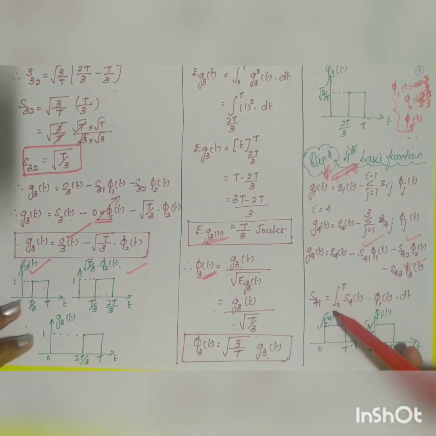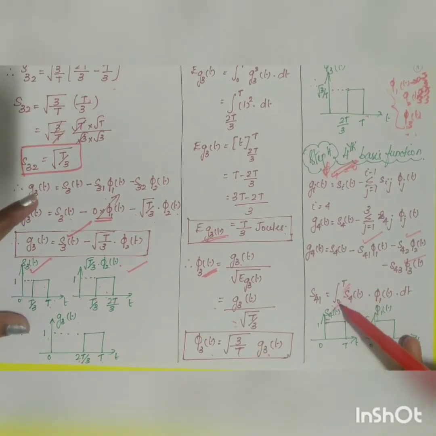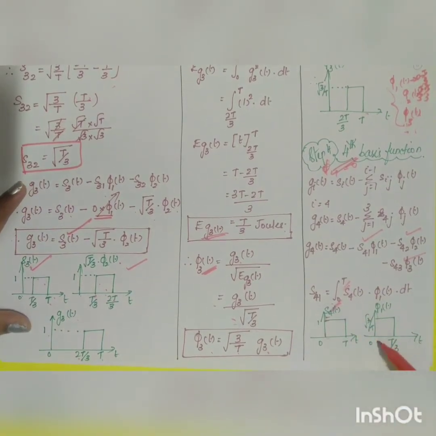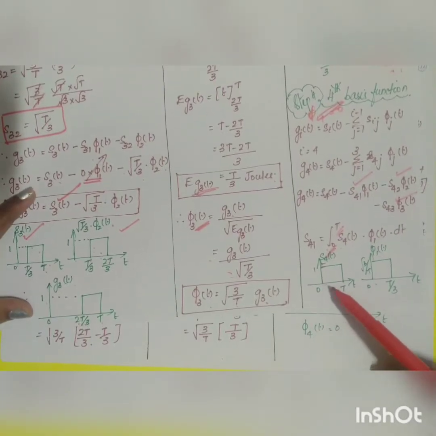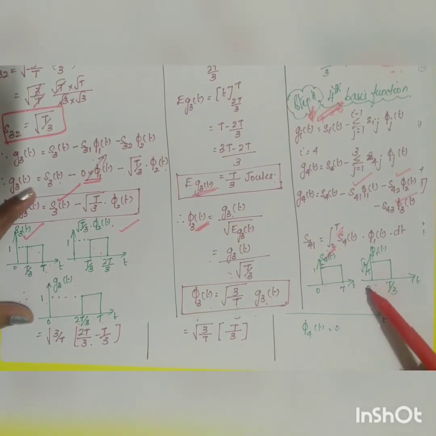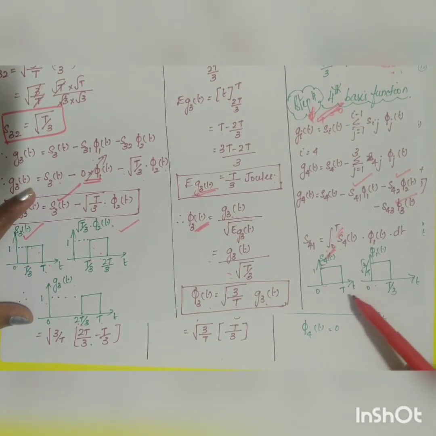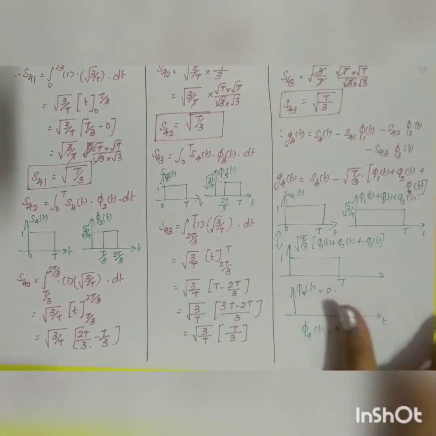What will be your S41? The integral from 0 to t of S4 of t into phi 1 of t. If you want to find the limit, draw S4 of t and phi 1 of t and see which is the common region. S4 of t is from 0 to t, and phi 1 of t is from 0 to t by 3. So 0 to t by 3 will be your common region, right?